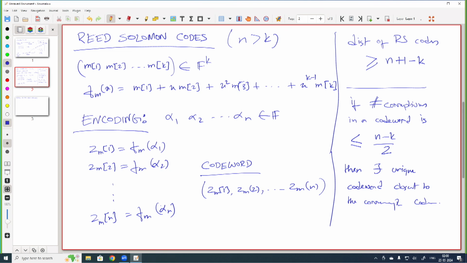So, in your code word, if at least k things survive and maybe n minus k things are erased, you can still fully recover it. Sorry, we will not know which of them is not. No, that is what I am saying. So you were sent a message of length n, but you only received k things.